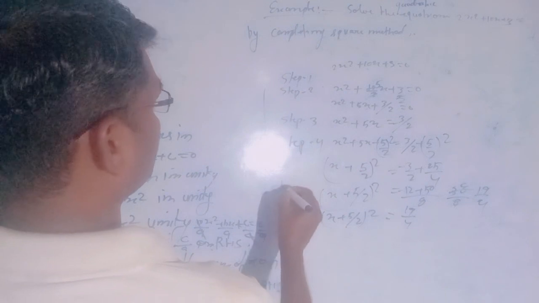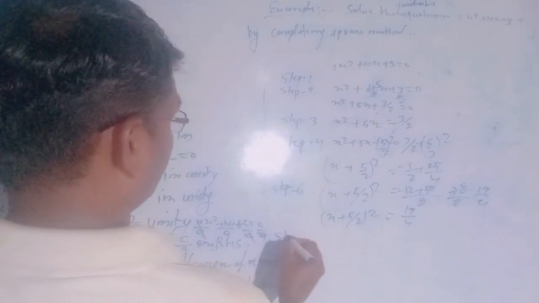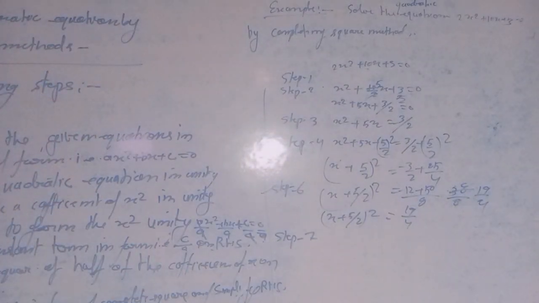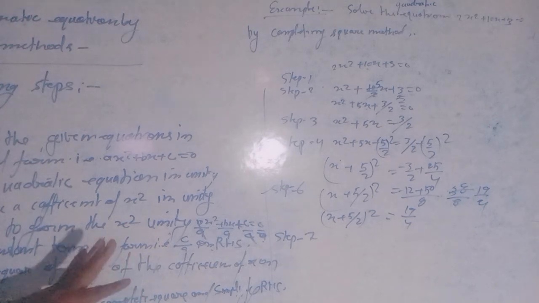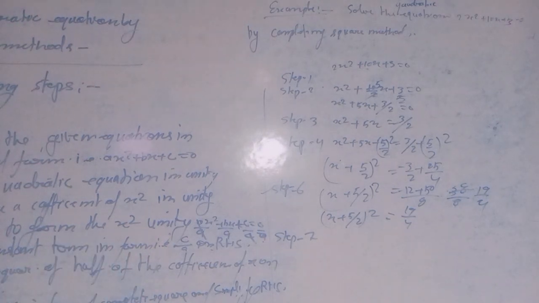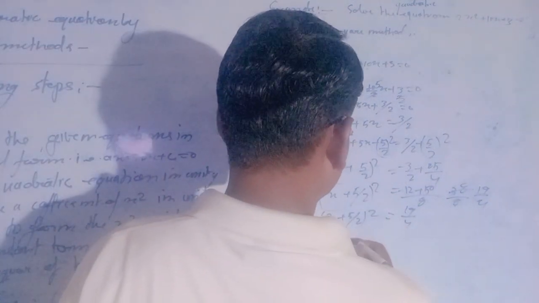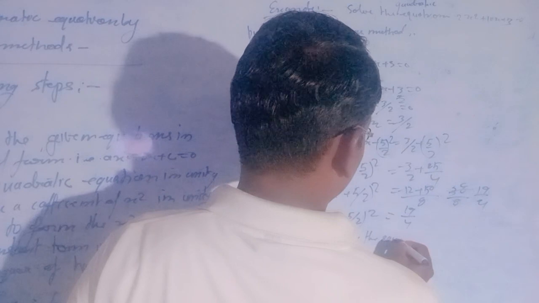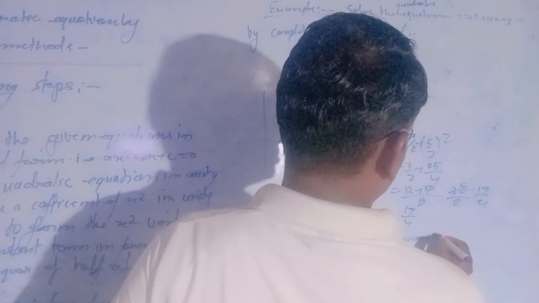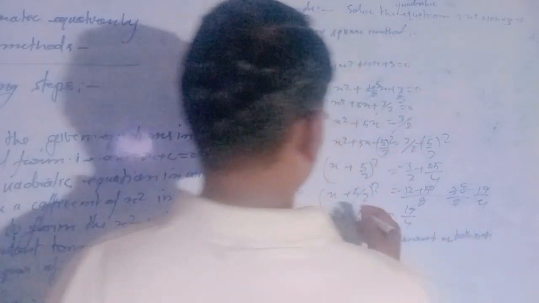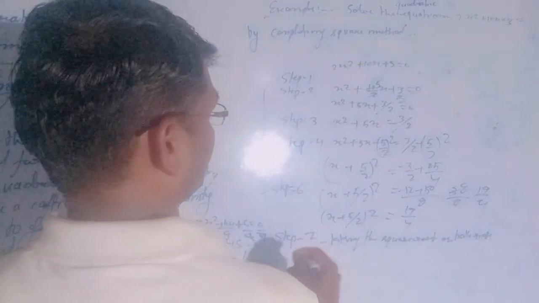This is step 6. Now step 7, we will follow step 7. What does step 7 say? Find the value of x. So here we will find the value of x by taking the square root on both sides.